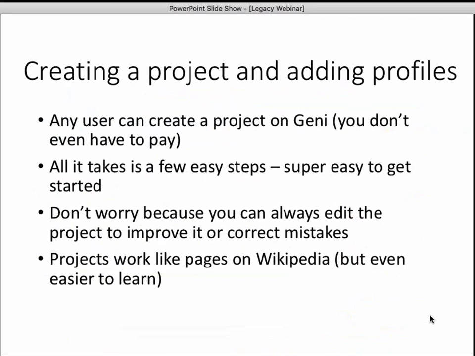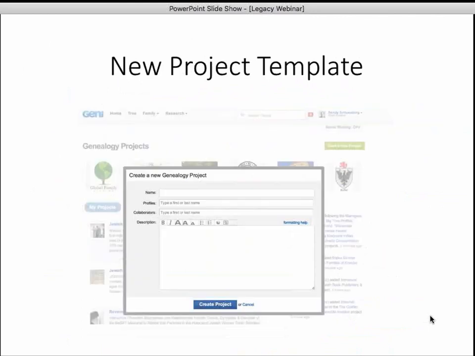So creating a project and adding profiles is very, very easy. You don't have to pay for it. It takes a few steps. And don't worry about making mistakes. We all make mistakes. It's easy to change them. And they work a little bit like Wikipedia pages, but I think a little easier to learn how to do it. And if you have any questions, just ask a curator or join a project and see how that project works. You can click Edit to look at the project page and see how it's set up.